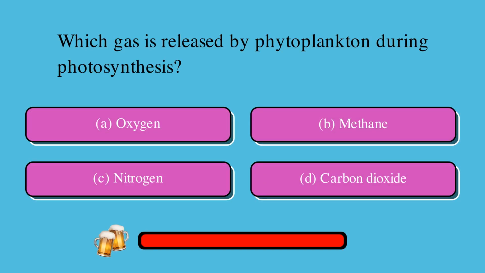Which gas is released by phytoplankton during photosynthesis? Is it A, oxygen, B, methane, C, nitrogen, or D, carbon dioxide? The correct answer is A, oxygen.